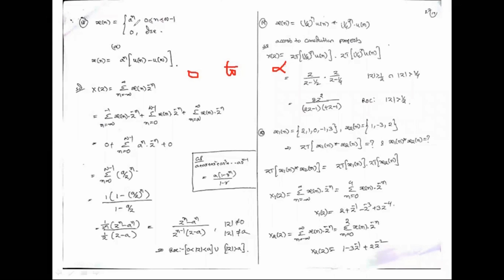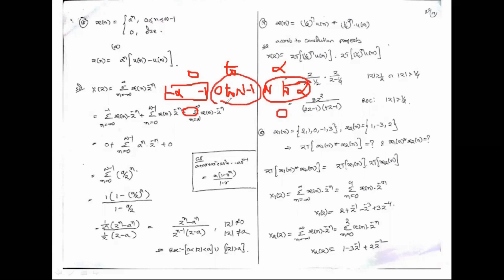In this, x(n) is given only from 0 to N minus 1. So what is the value below this? Minus 1, and from minus infinity up to minus 1, this value is 0. And what is the value above? N minus 1 means the next value is N, and from N to infinity, this range is also 0. Only in this range, 0 to N minus 1, the value is a to the power n.